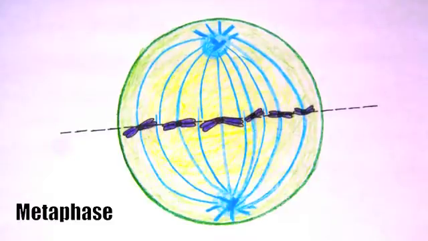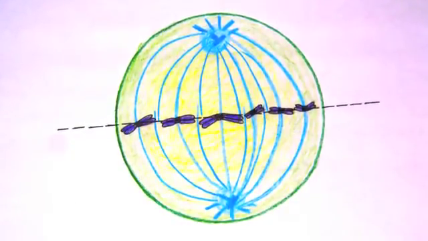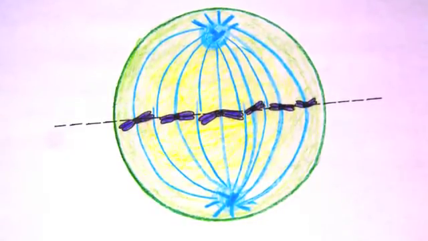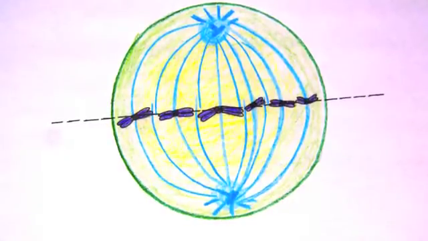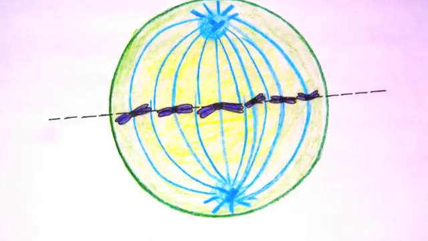In metaphase, the centrosomes are at opposite poles of the cell, and spindle fibers run from both poles and are attached to each centromere. The nuclear envelope has broken down, and the chromosomes are now lined up along the metaphase plate, which is comparable to an equator equidistant between both spindle poles.